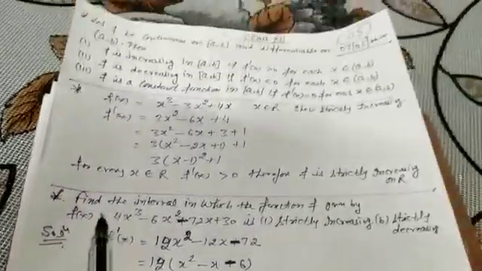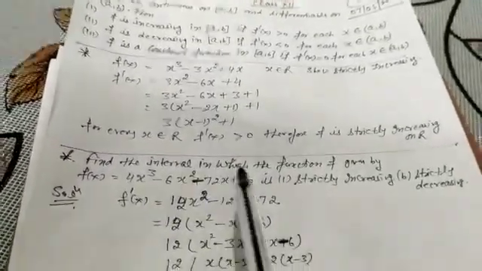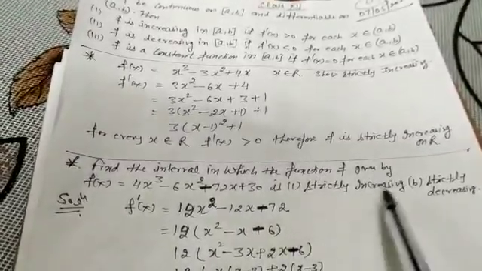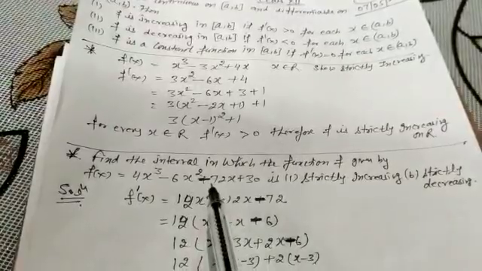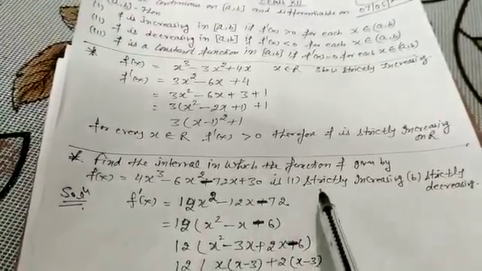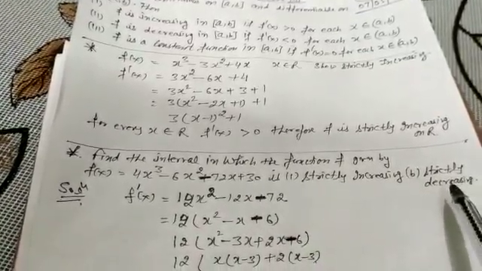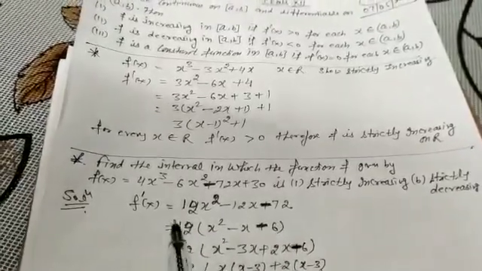Now, one more question. Find the interval in which the function given by f(x) equals 4x cube minus 6x square minus 72x plus 30 is strictly increasing or strictly decreasing. Let us discuss. First step.